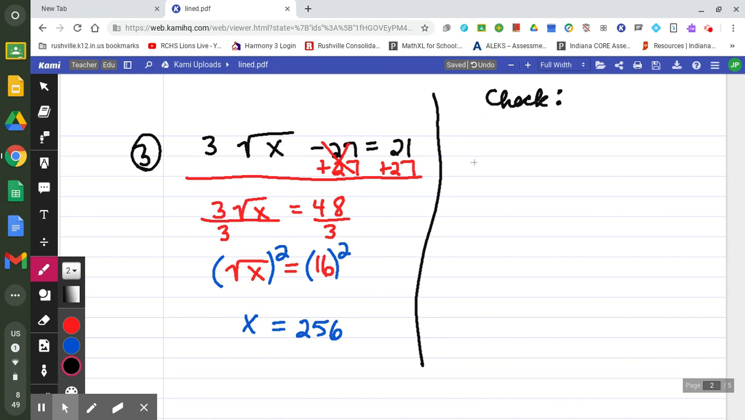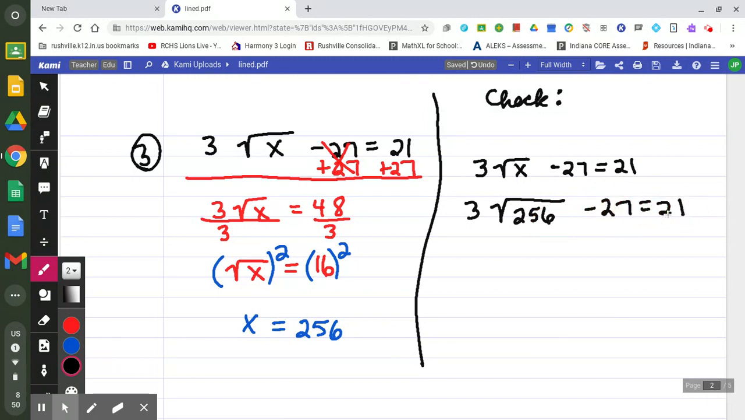So I rewrite the original equation, making sure that I don't put that 27 under the radical. So now I'm going to substitute this 256 into the x. And then I'm going to simplify.